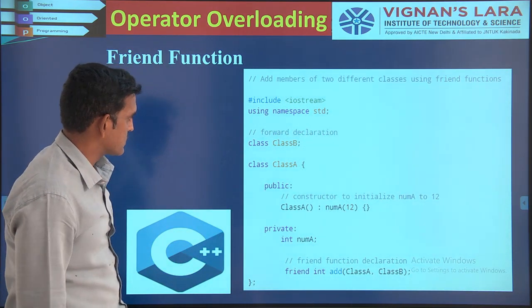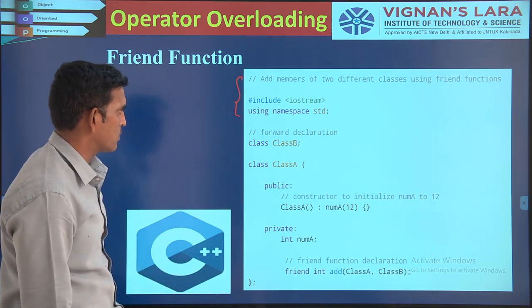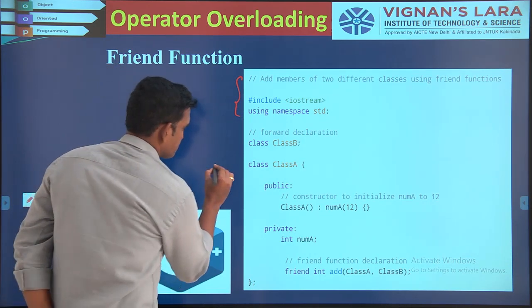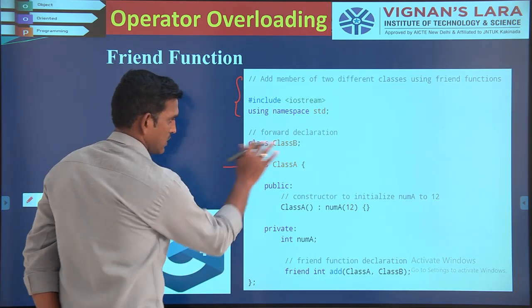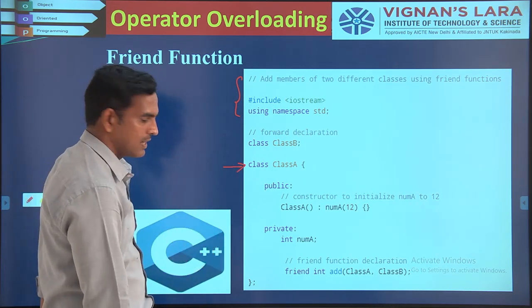So to understand this example, first see, you are having the initial 2 statements of your iostream and namespace. After that, if you see, leave the class B for now. First I have declared the class A.